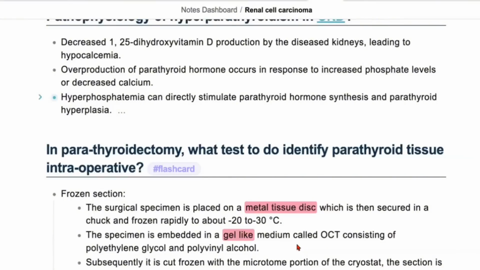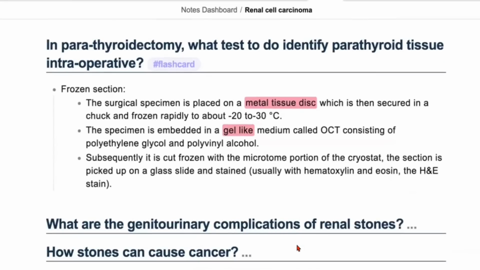And then you get a microtome, you cut it into small pieces, you look into the microscope, and you put hematoxylin and eosin. Right? Some steps. Okay. Take samples, put on a glass rod, get temperature down, put it on something to preserve it, which is polyethylene glycol, cut it by the microtome into small pieces, look under the microscope, and also put some hematoxylin and eosin. Right? Right. The genitourinary complications of renal stones.